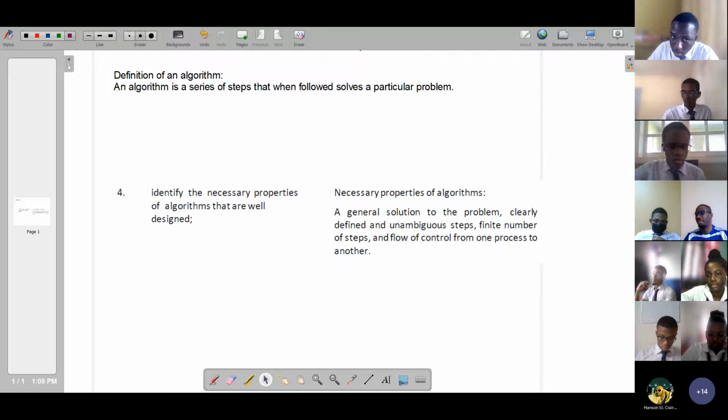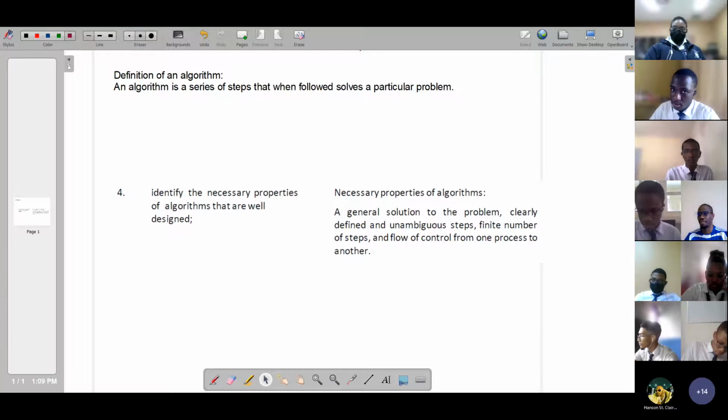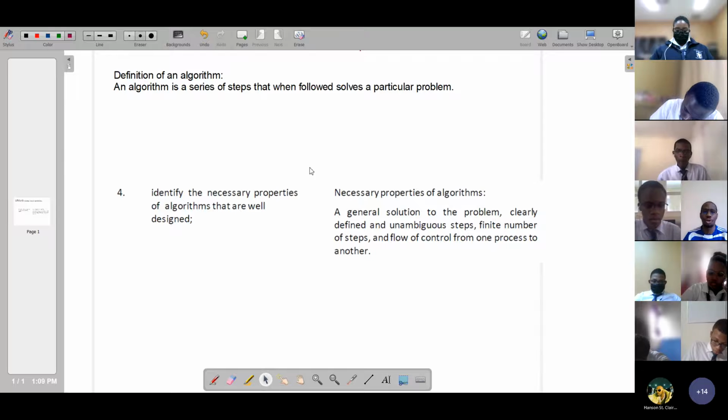You guys follow me, what I'm saying? Yes, sir. Yes, sir. Right. Yes, sir. Okay, good. All right, so we're focusing on algorithms. What we want is to create algorithms that are considered well designed. We want to create algorithms that are considered well designed.